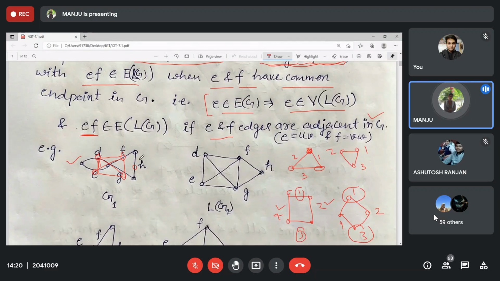What about F and H? They have a common point, this one. So these will be adjacent. G and H, they have this common point. So G and H. Okay. So finally, we got this type of structure. Any doubt? See, this was a multigraph, and the line graph of this multigraph we got is simple.